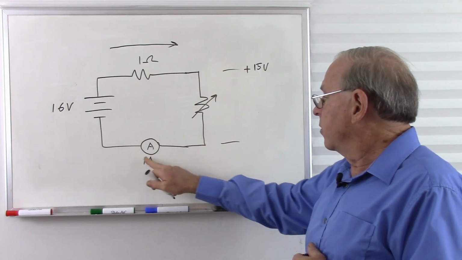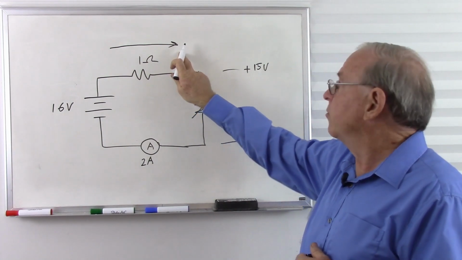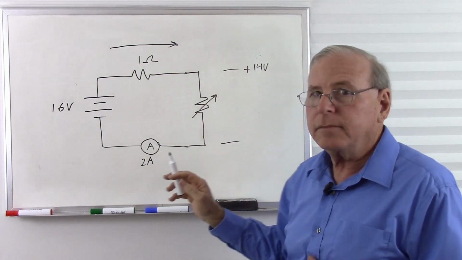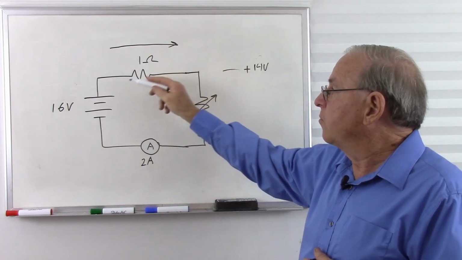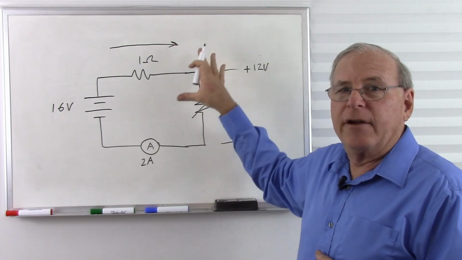Now if we double this current, of course, we're going to double the voltage lost across this resistor, and this will drop down to 14 volts. And if we continue that up to 4 amps, we will lose 4 volts, so we'll only have about 12 volts across the load at 4 amps.